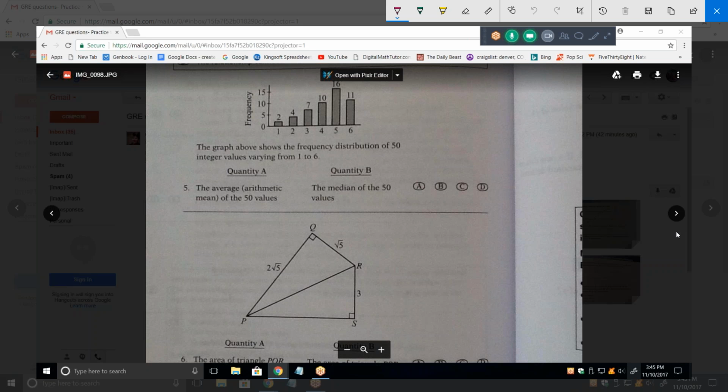The numbers above the bars, you add those up and they're going to total 50, because it says the frequency distribution of 50 integers. So the 50 is 6 plus 7, 13, 23, 49, 50. Though you wouldn't want to spend the time doing that. That's not important. You just know that they do add up to 50. Okay, the question is, which is bigger, the average value of the 50 values or the median?